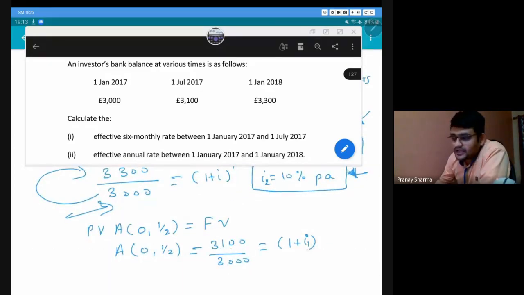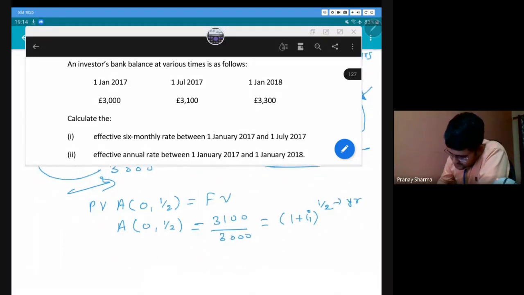So our I is in terms of 1 year, but how many years have passed in 6 months? Only half a year has passed in 6 months. So raised to half. N now becomes in years because our I is per annum basis. That is why the N becomes in number of years.